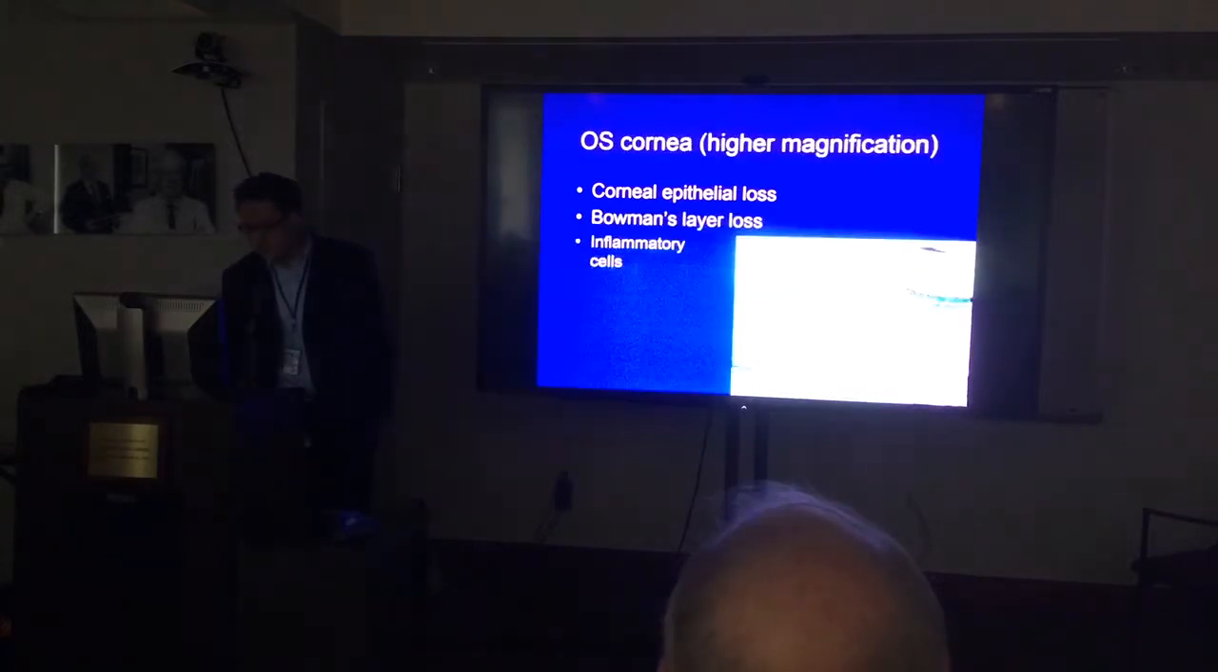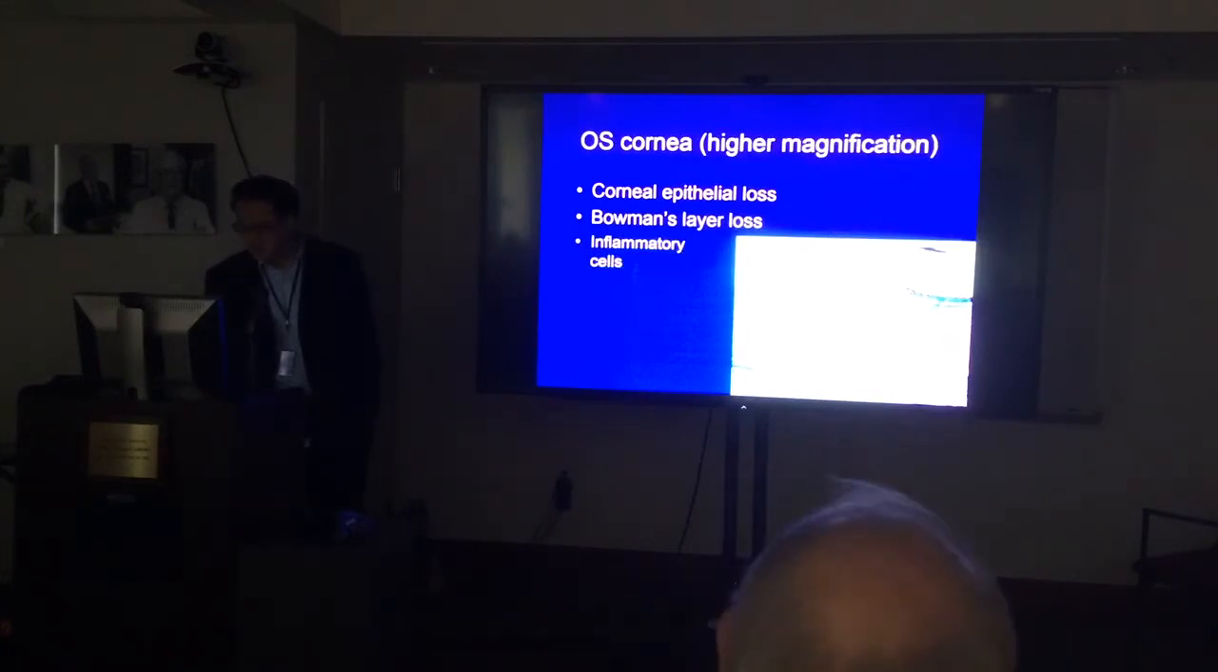At high magnification, this is what we saw. Similar to the other eye, you can see that the corneal epithelium has been lost. Bowman's layer has also been lost over here. And once again, these little black dots over here are inflammatory cells.